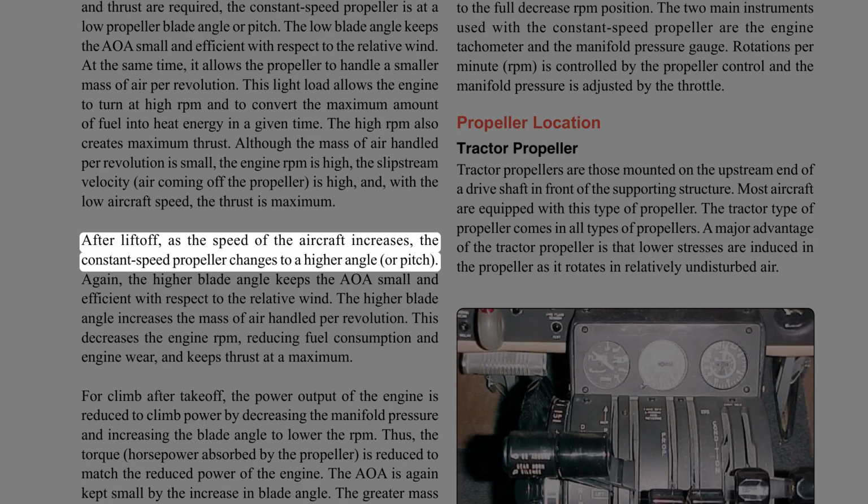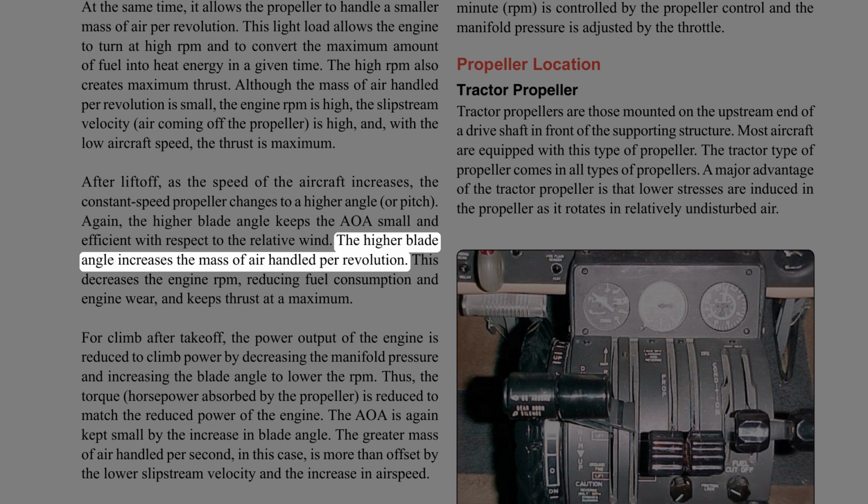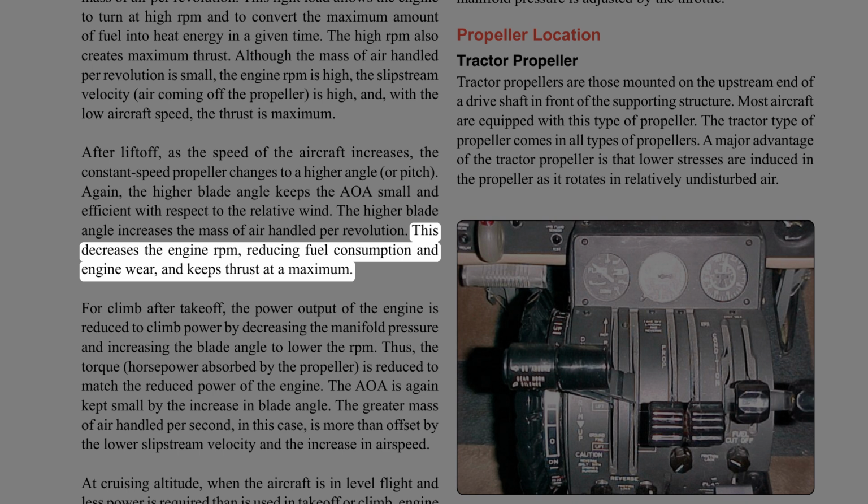After liftoff, as the speed of the aircraft increases, the constant speed propeller changes to a higher angle, or pitch. Again, the higher blade angle keeps the AOA small and efficient with respect to the relative wind. The higher blade angle increases the mass of air handled per revolution. This decreases the engine RPM, reducing fuel consumption and engine wear, and keeps thrust at a maximum.